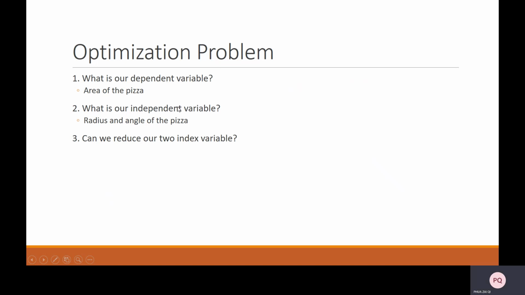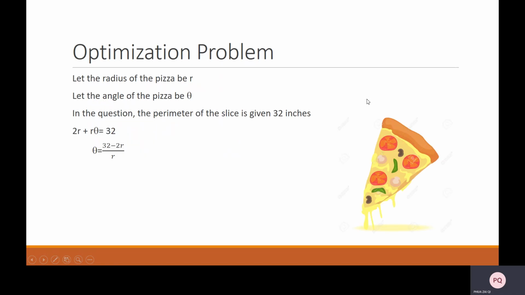After knowing these two variables, we need to find a way to reduce our two independent variables, which are the radius and the angle of the pizza, because we can't solve a problem involving two unknown variables. Can we reduce them? The answer is yes, by using the formula of the perimeter. Now let us come to this picture. Let the radius of the pizza be r and the angle of the pizza be theta.